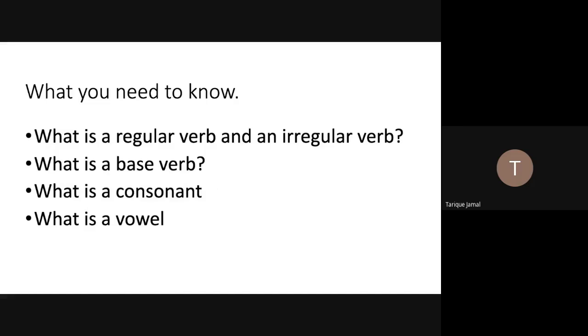So, what do we need to know for this grammar, right? What is a regular verb and an irregular verb? What is a base verb? What is a consonant? What is a vowel, right? I want you all to just look at the screen for a minute and talk to yourself about what we are talking about today. What are we going to learn today? And then we will move on.